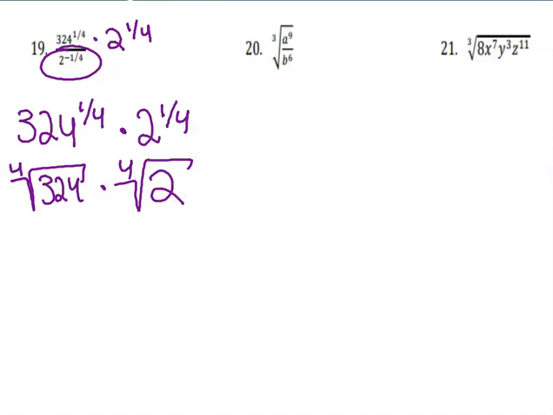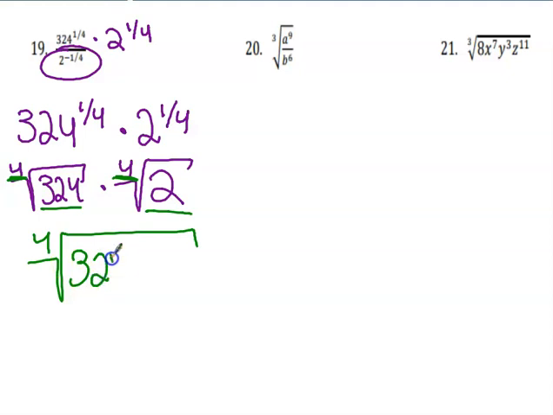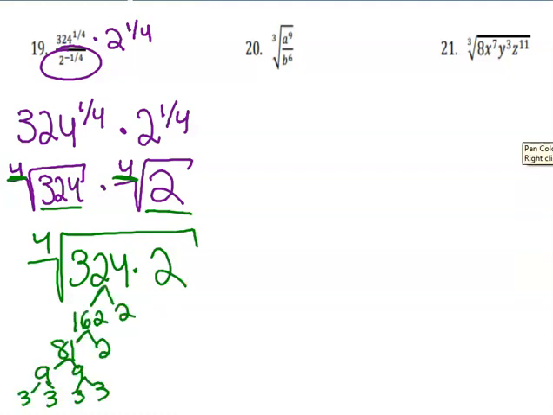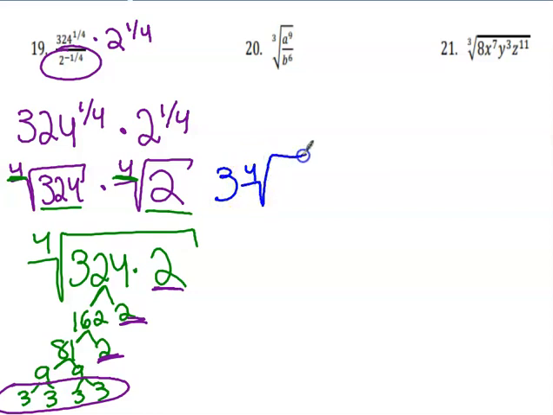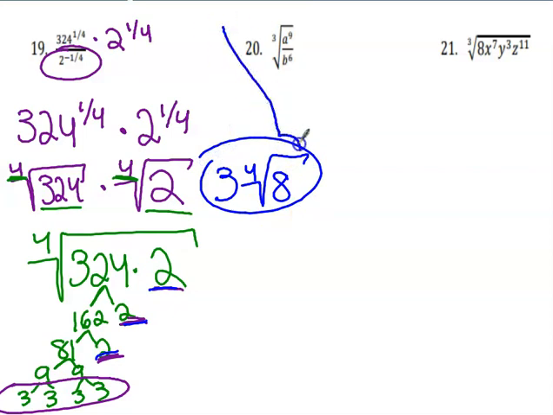And now that they both have the same 4th root, I can put them under the same radical and see what I can do. Can I take anything out of 324 times 2? So I branched out 324 to see if there are any groups of 4. There are 3 2s, which is not enough, but there are 4 3s. So bada bing, I can take out a 3, and then I have the 4th root of 2 times 2 times 2, which is 8. So that would be my final answer for number 19.